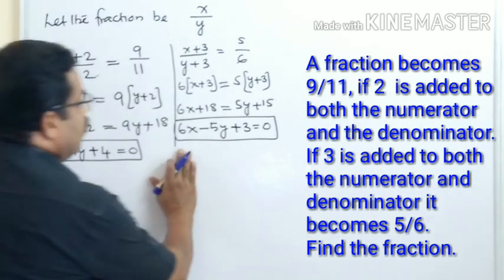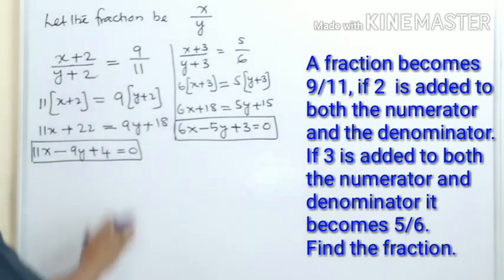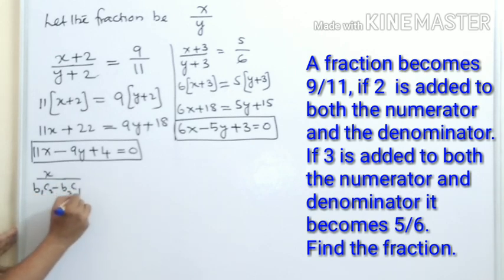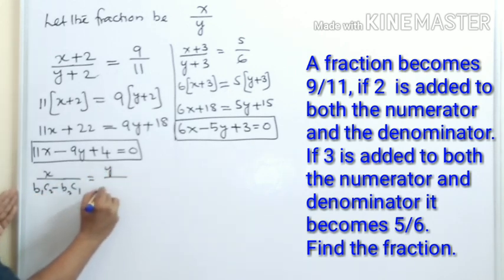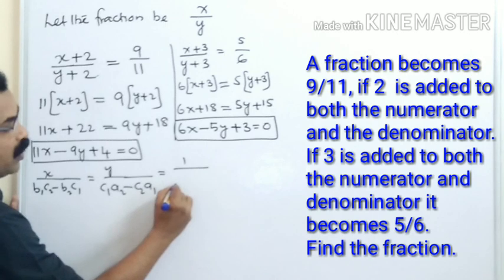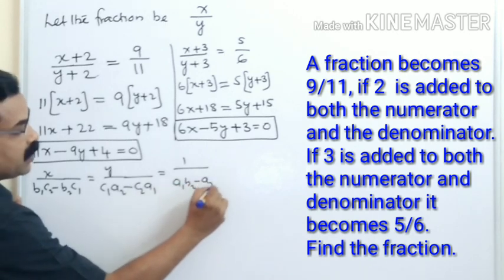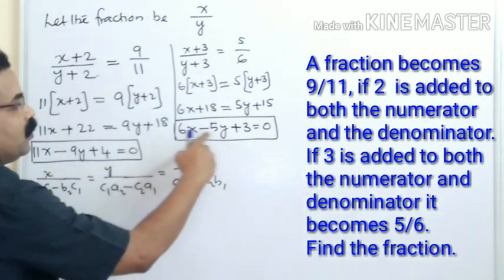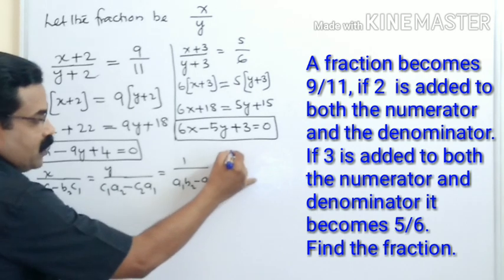Okay, I hope you have completed it. Now let us solve it. I am solving it using the cross multiplication method. So what is the cross multiplication method? x upon b1 c2 minus b2 c1 is equal to y upon c1 a2 minus c2 a1 is equal to 1 upon a1 b2 minus a2 b1. Okay, this is a1 b1 c1, this is a2 b2 and c2. So let us write all these things here first.